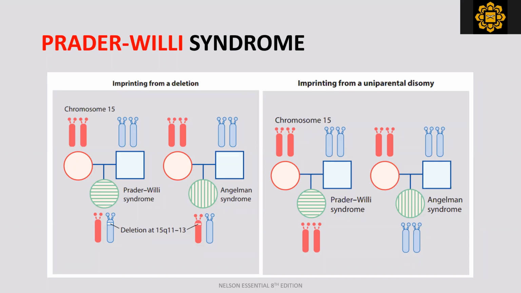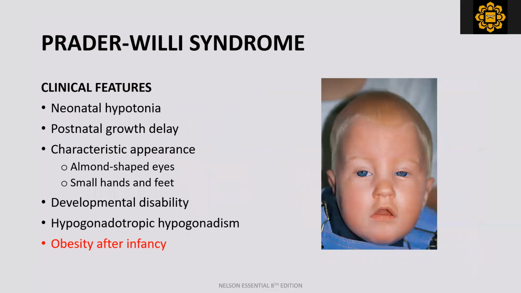Prader-Willi syndrome, as we have known before, is a disease of chromosome 15, where chromosome 15 either has a deletion in one of the sequences or has uniparental disomy, meaning that the chromosome is inherited solely from one parent, either mother or father. Particularly in Prader-Willi, it is the mother. So again, the clinical features of Prader-Willi syndrome.